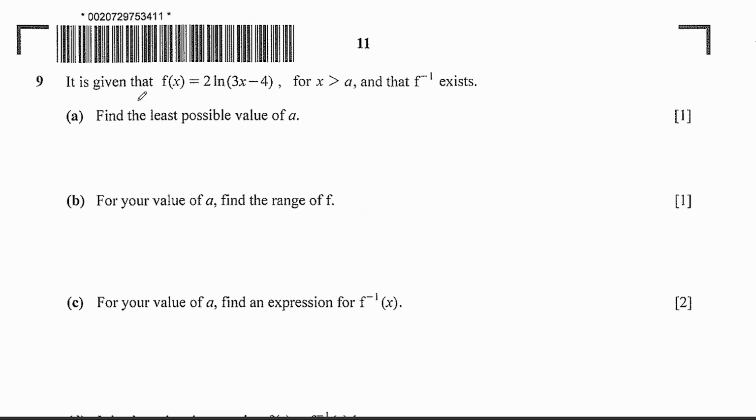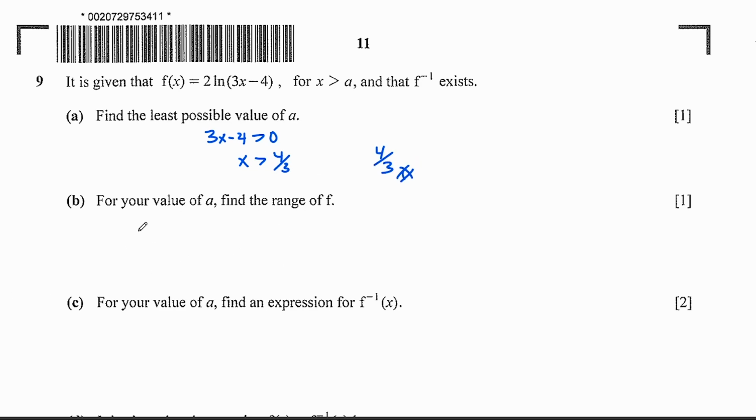Okay, next, question 9 is about functions. Given that this function exists for x greater than a and f inverse exists, find the least possible value of a. So we know that for a natural log graph, the argument inside must be greater than 0, not inclusive, because the natural log of a negative number does not exist and the natural log of 0 does not exist. So whatever is inside the natural log, in this case 3x minus 4, must be greater than 0. So x will be greater than 4/3. So the least possible value of a will be 4/3. And that's our final answer.